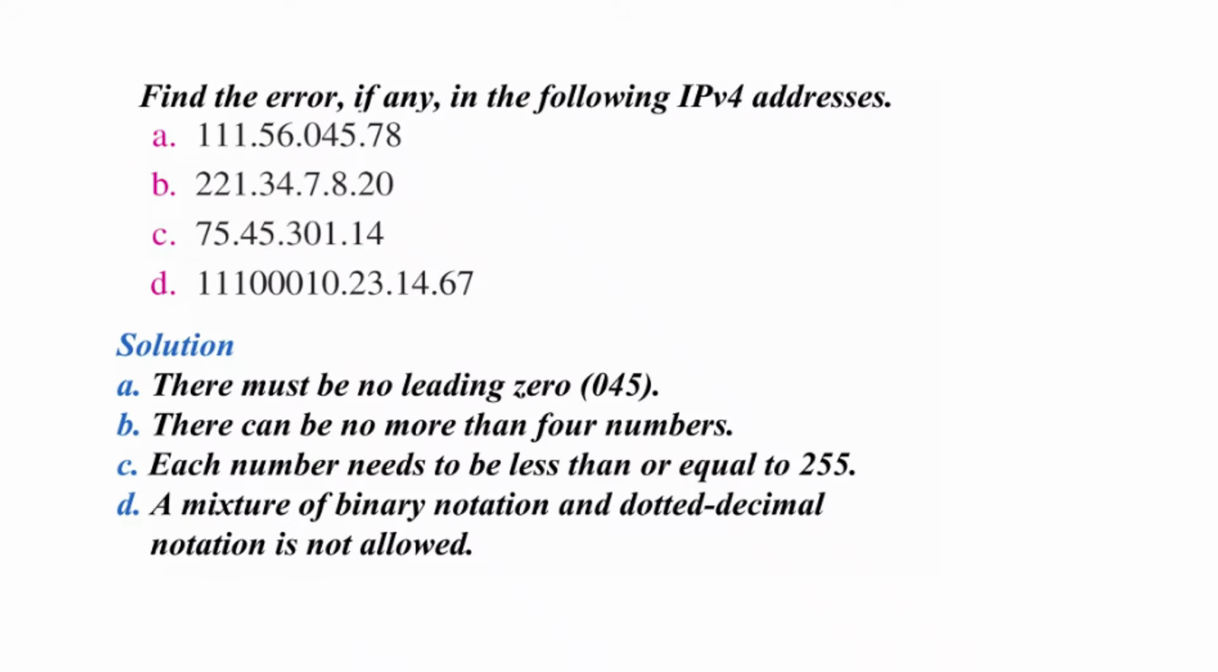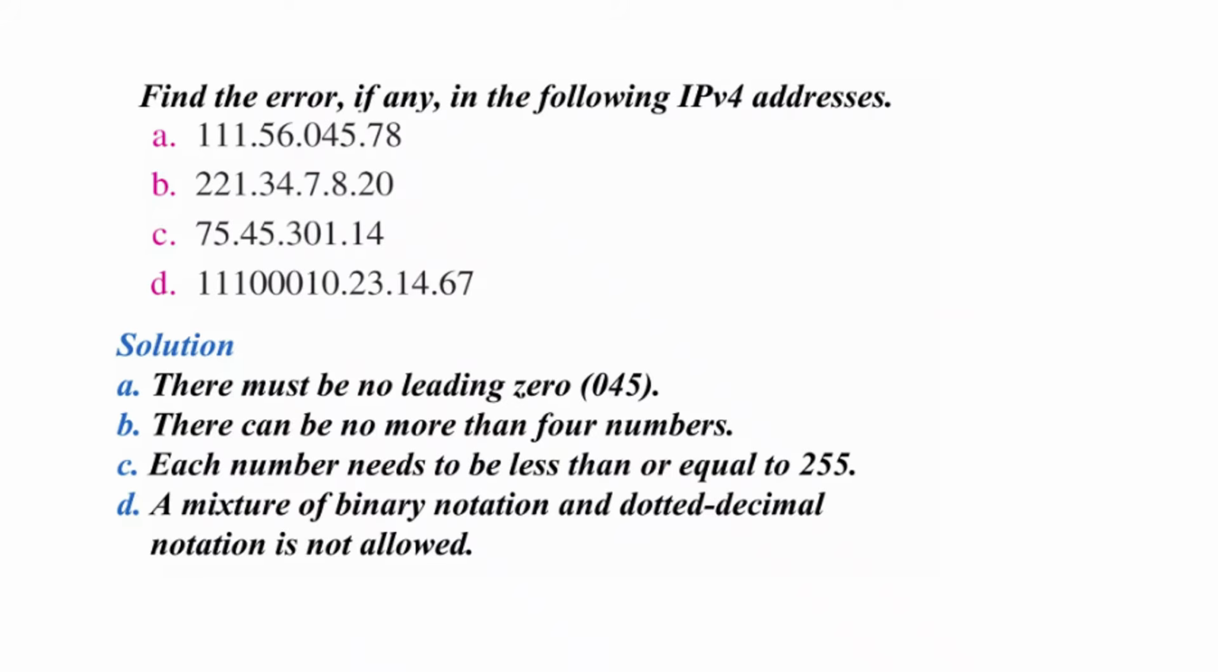And the third one, 75.45.301.14. So this is also not valid. The reason is each number needs to be less than or equal to 255. So actually 4 parts are there, and in each and every part, the maximum number is 255. 301 is not a valid one. So it is an invalid IP address.